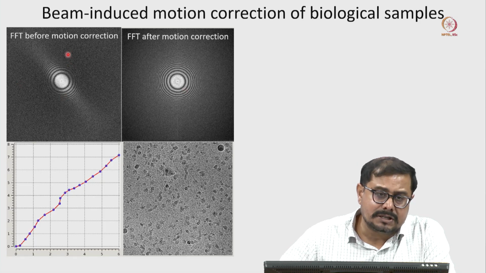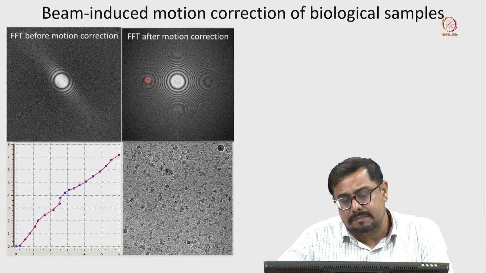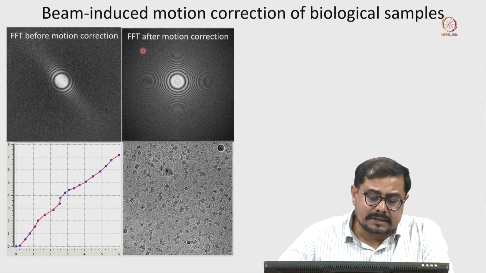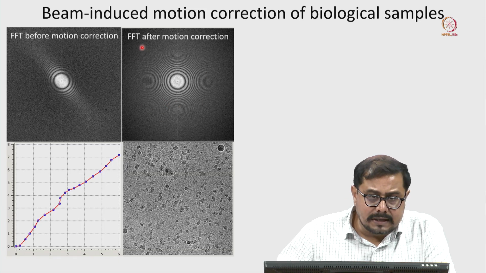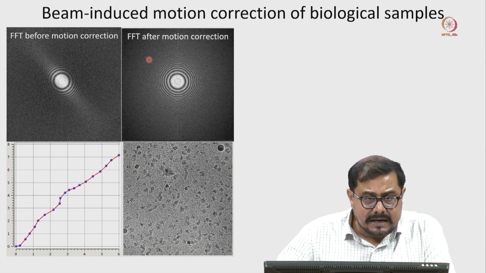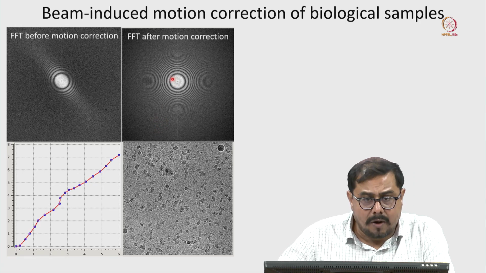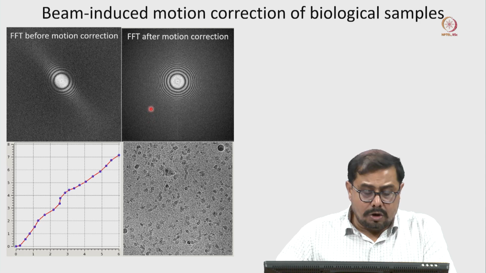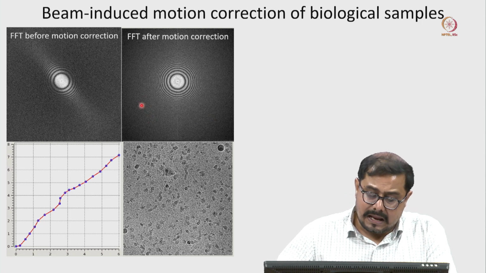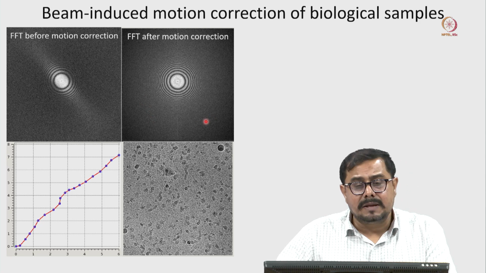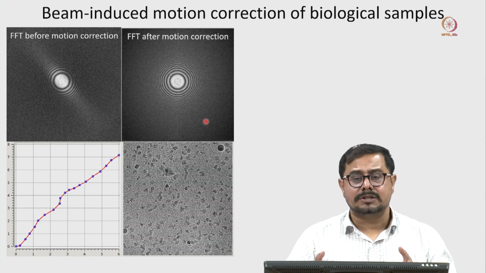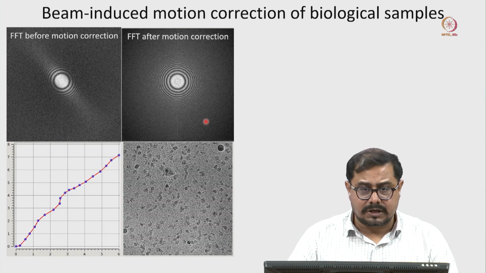The same image before motion correction and the same image after motion correction: you can see it restored all the signal, and you can see the signal is almost in this range. From the center you can measure this distance and tell how much signal you have, how many angstroms you have. If you see more signal at higher frequency, that means you have a chance to achieve a high resolution.